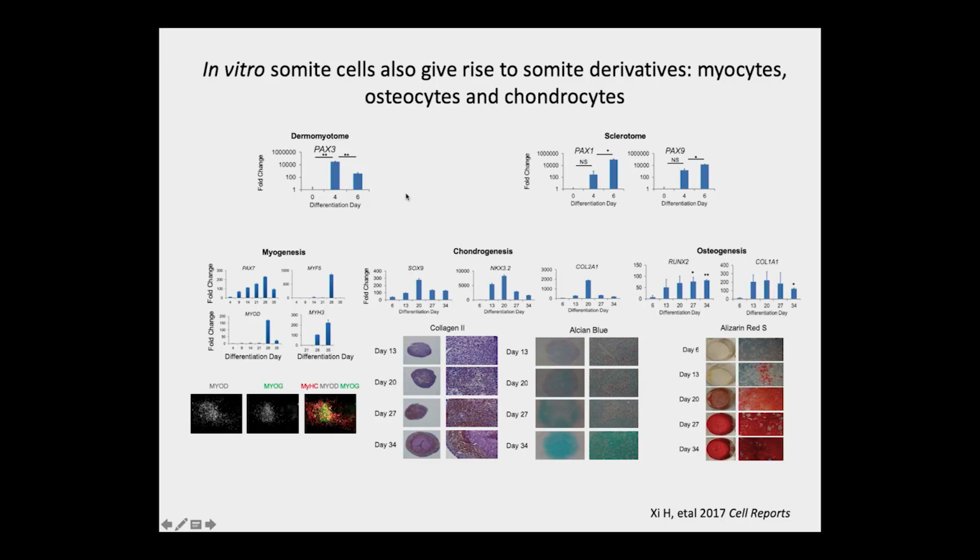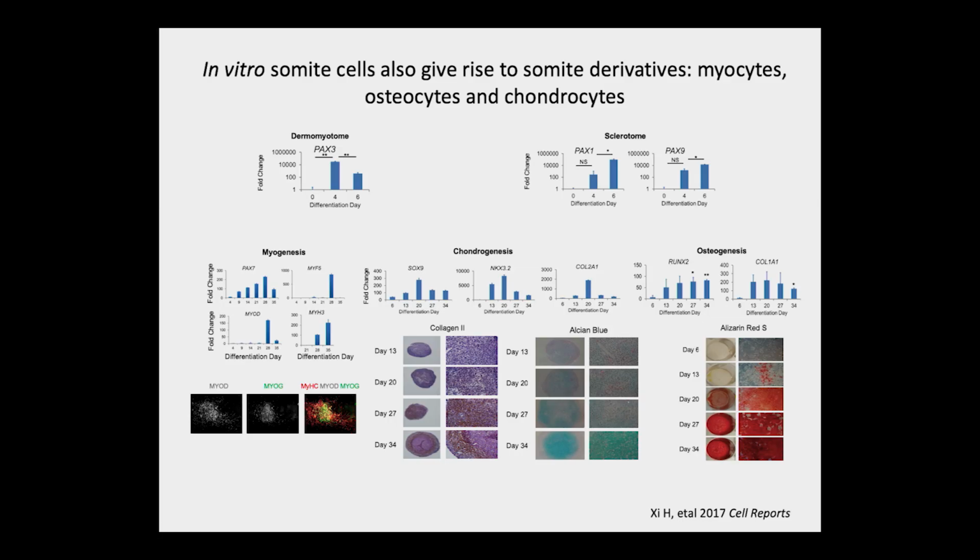Of course, PAX3 is the earliest, and then we also could get sclerotome developing in the dish, and then we can push them. In this case, we just did a crude push of these cells in standard media. I should say after the somite, the field is unclear as to how to push these more towards myogenic cells. But then you can also throw them in chondrogenic media and do standard chondrogenic assays or osteogenic assays and see that you can push these cells from this state to cells that should arise from the somite in development.